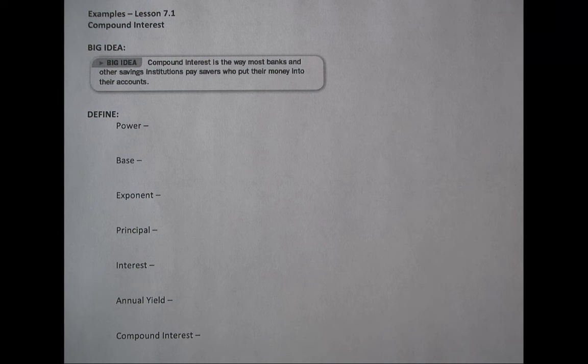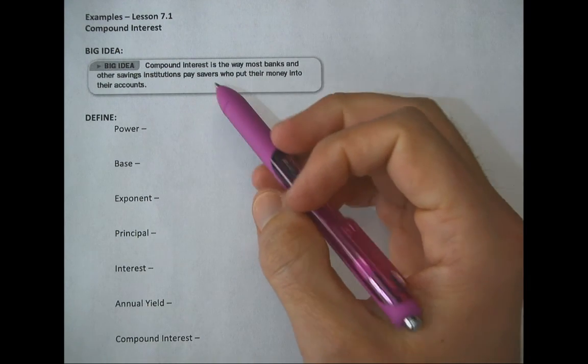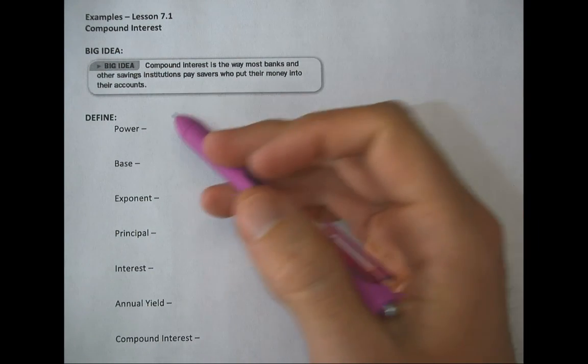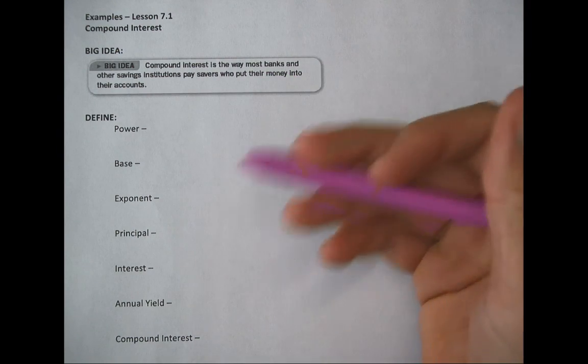So we're going to be doing lesson 7.1 in your algebra book. We're going to be talking about compound interest. So the big idea, compound interest is the way that most banks and other savings institutions pay savers who put money into their accounts. Compound interest is also the way that credit card companies charge you interest.